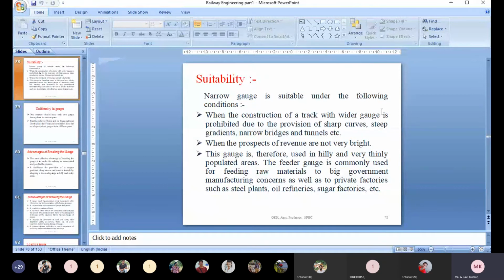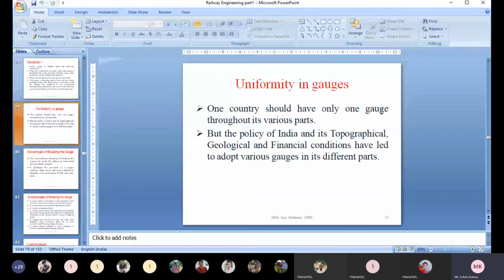Uniformity in gauges. Already I told you, a single railway track should not contain two or more gauges. A single railway track should contain only a single gauge. It means throughout the track it should be broad gauge, or throughout the track meter gauge, or throughout the track narrow gauge. And one more thing, the gauge distance should be uniform. Even due to some environmental factors or some structural problems, the gauge distance should not be altered. So like that we need to plan, design and align the railway track.